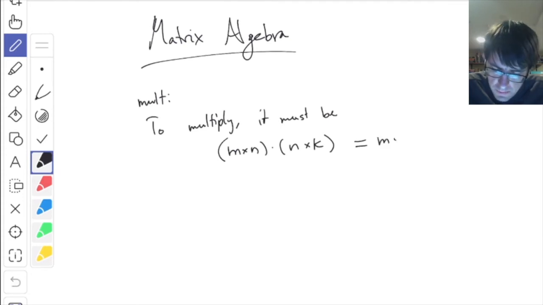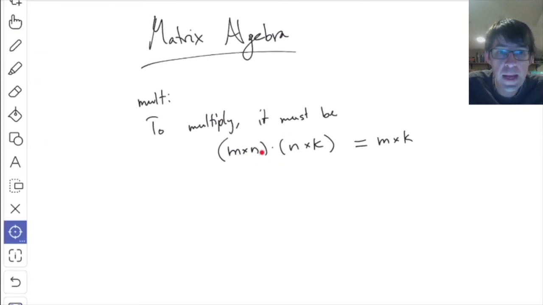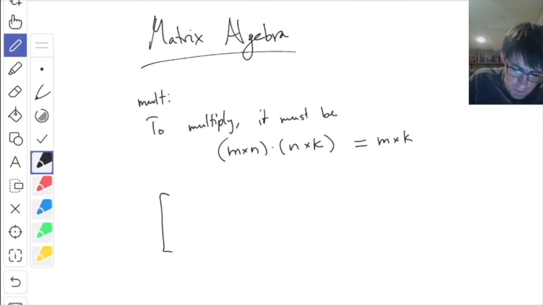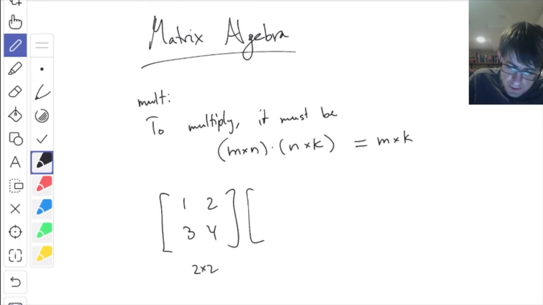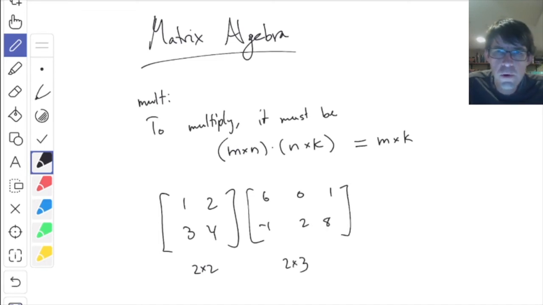So the two inner numbers have to match, and then those disappear, and the dimensions of the answer are the two outer numbers. Let's just try an example. See if you remember how to do this. What if I have, say, 1, 2, 3, 4, this being a 2 by 2, and then I'm going to try and multiply it by, how about 6, 0, 1, minus 1, 2, 8? This is a 2 by 3. I always write rows first and then columns.